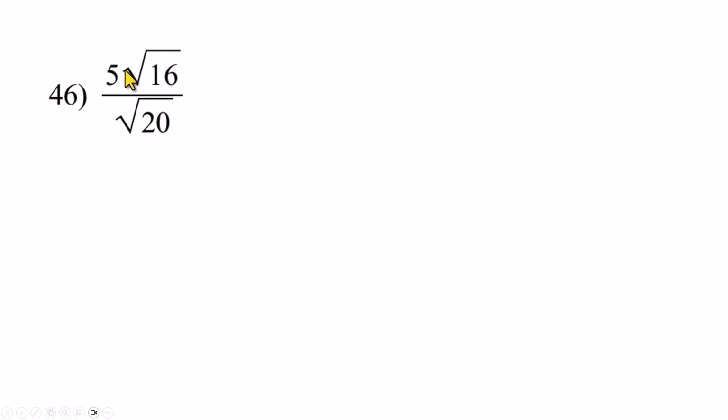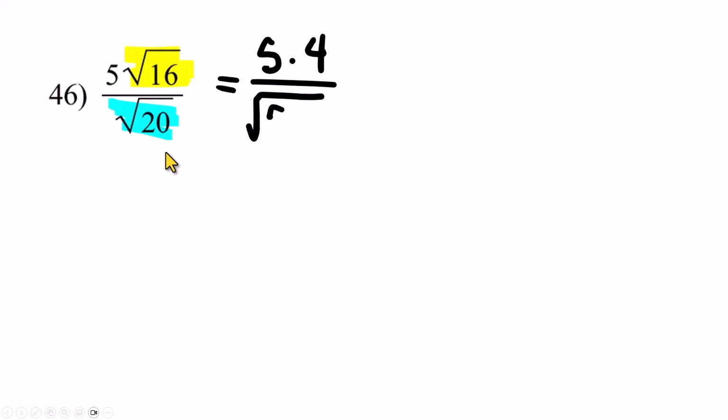Well, I'm looking at this. The first thing I notice is that square root of 16 is just a fancy way of writing the number 4. The square root of 20 is 5 times 4. So let me rewrite what I'm looking at. Oh, that's kind of pretty, but you need to be really careful.